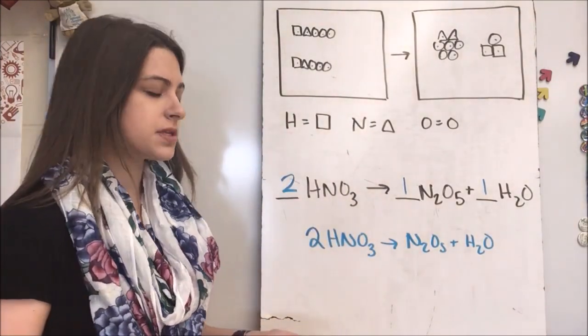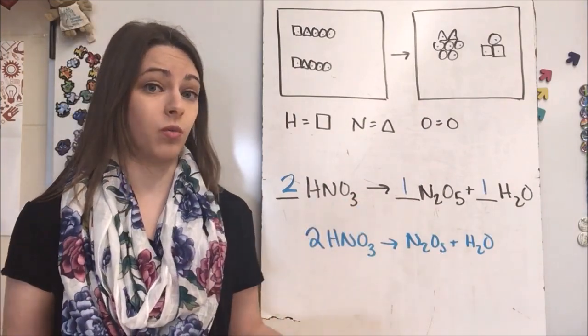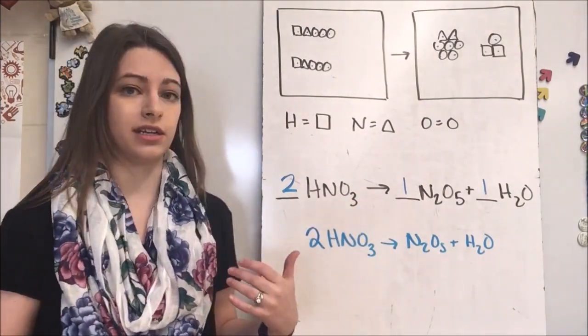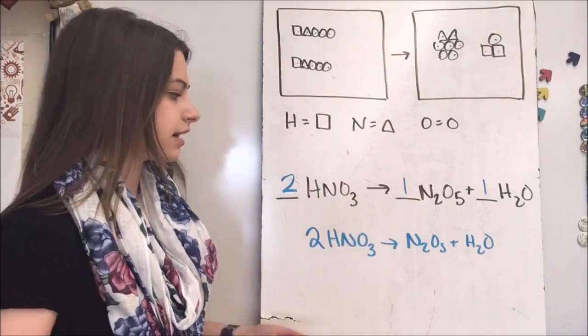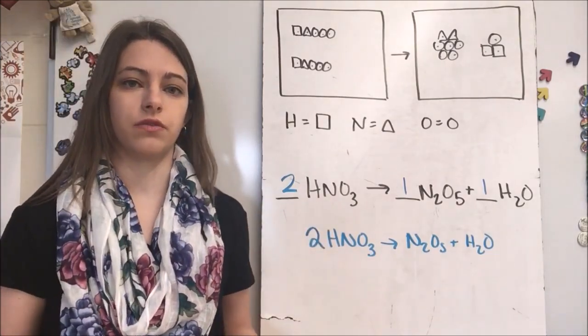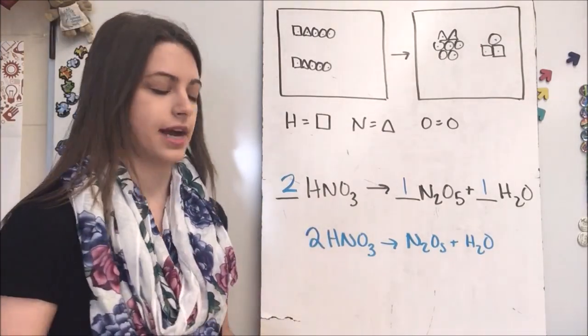It's helpful for our purposes, though, if we're filling in the blanks, to put the 1s, just to make sure that we know we didn't accidentally forget to put something there. But you don't have to put the 1s as coefficients when you're writing balanced chemical reaction equations.